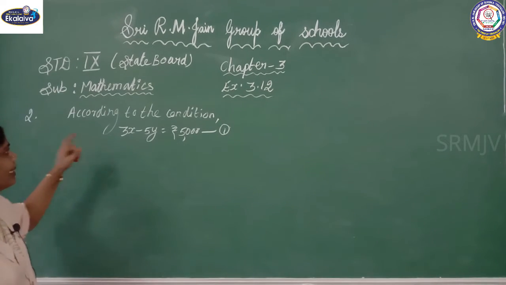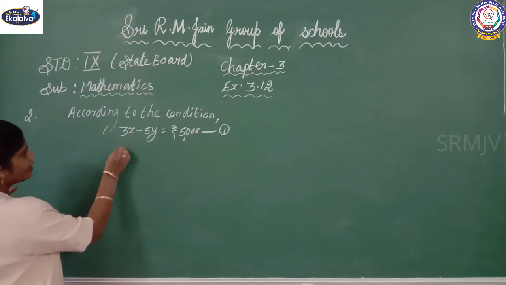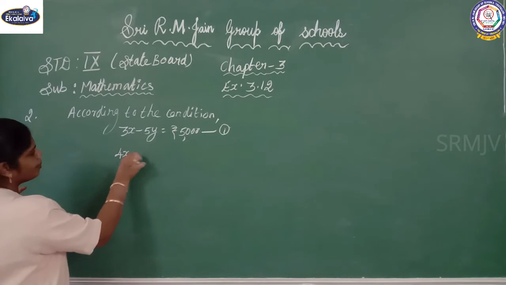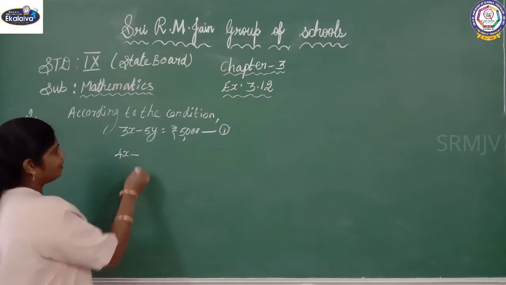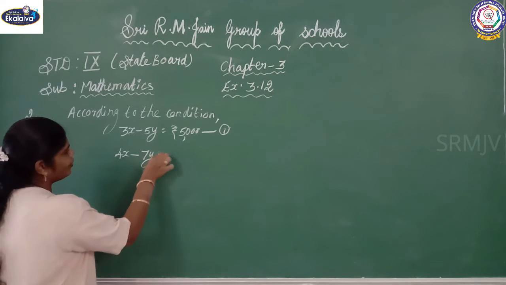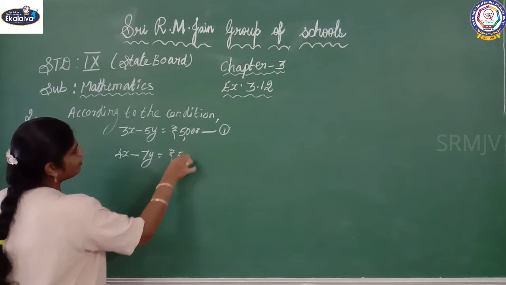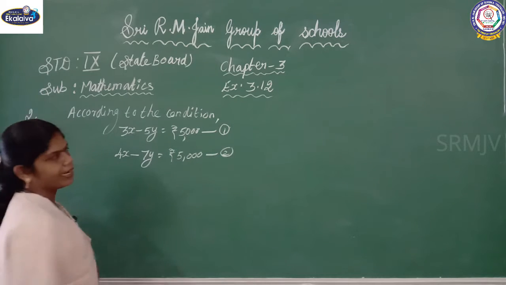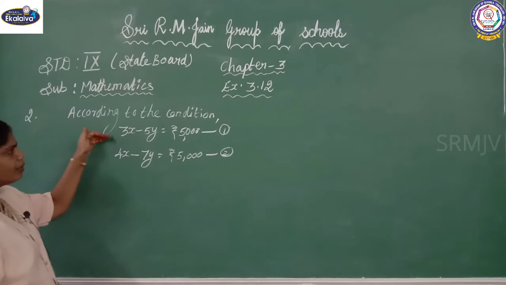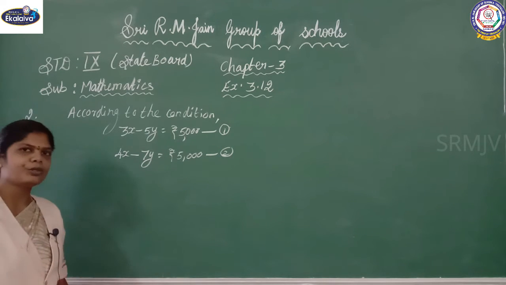Next, the monthly income of B is 4x and the monthly expenditure of B is 7y. So 4x minus 7y equals rupees 5,000, because each of them is saving 5,000 only. These are the two equations we are now going to solve.